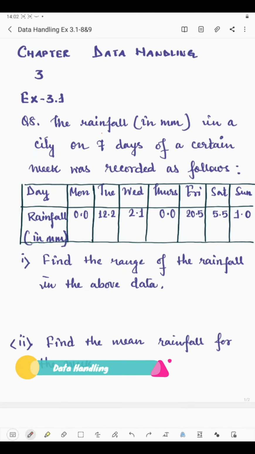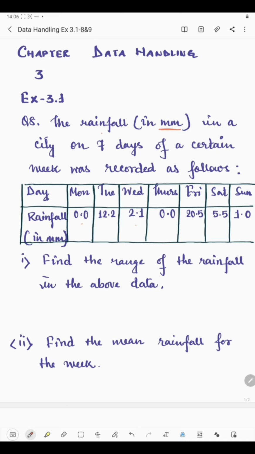Hello students, now I am going to start question number 8 of exercise 3.1. The question says the rainfall in a city on 7 days of a certain week was recorded as follows. Rainfall is given in mm, mm is the unit, so always we measure rainfall in mm. Here the amount of rainfall in a particular week is given: Monday 0.0 mm, Tuesday 12.2, Wednesday 2.1 mm, Thursday 0.0 mm, Friday 20.5 mm, Saturday 5.5 mm and Sunday 1.0 mm.